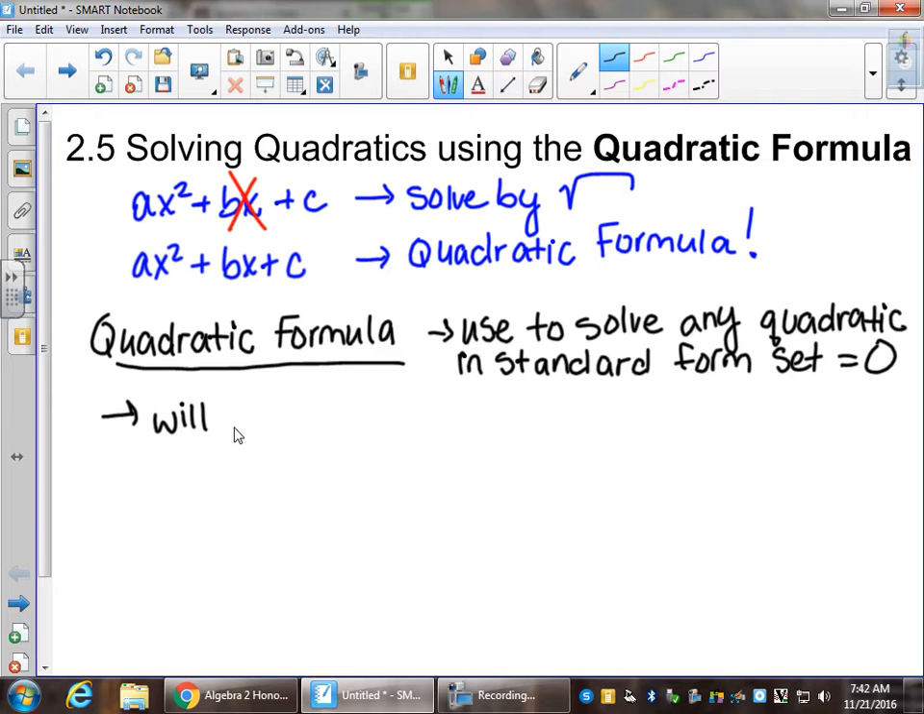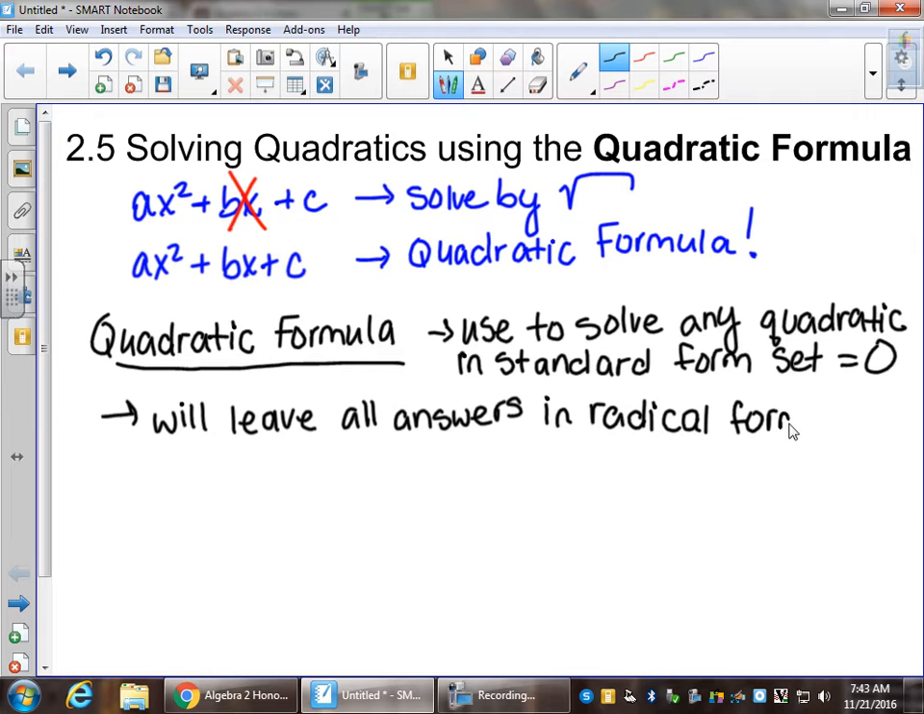We'll leave all answers in radical form, as simplified as possible, and that's what we practiced at the end of day 2. That was all of the day 2 homework where we actually practiced how we would simplify that final step.